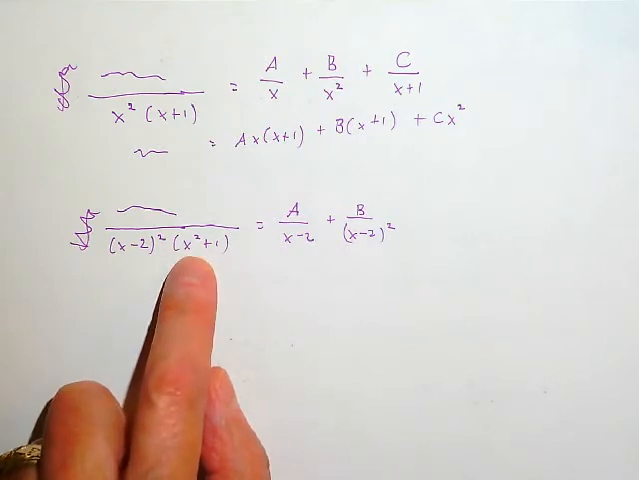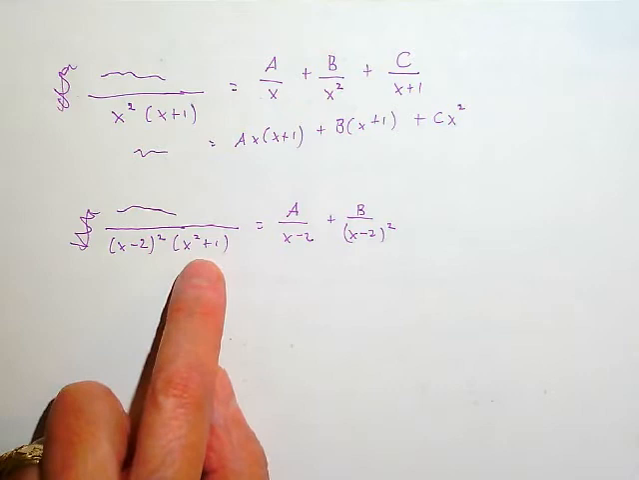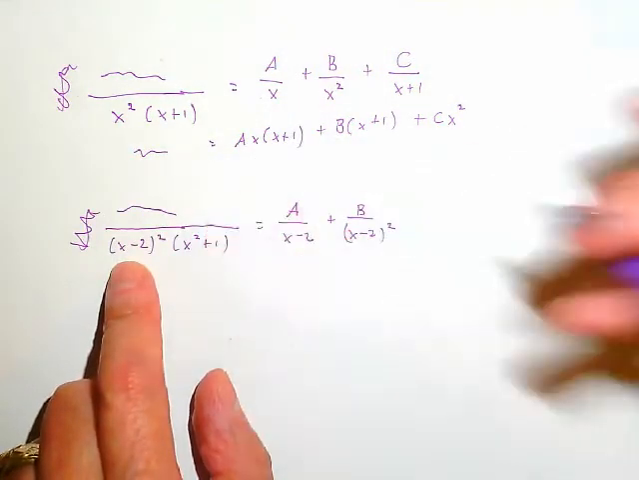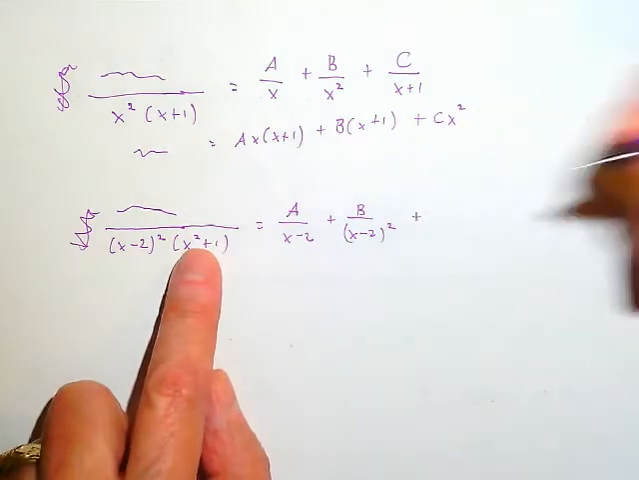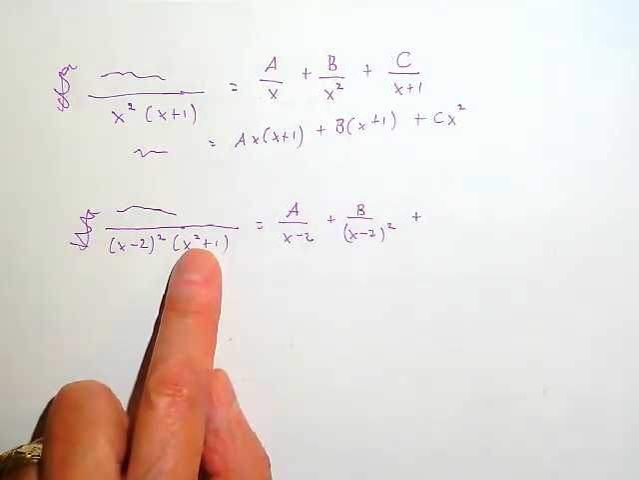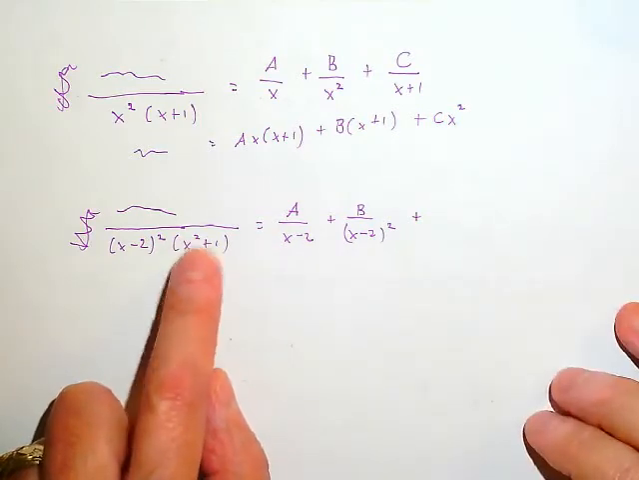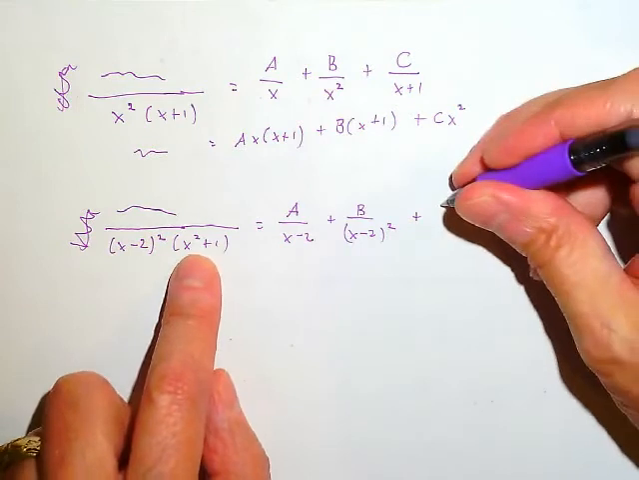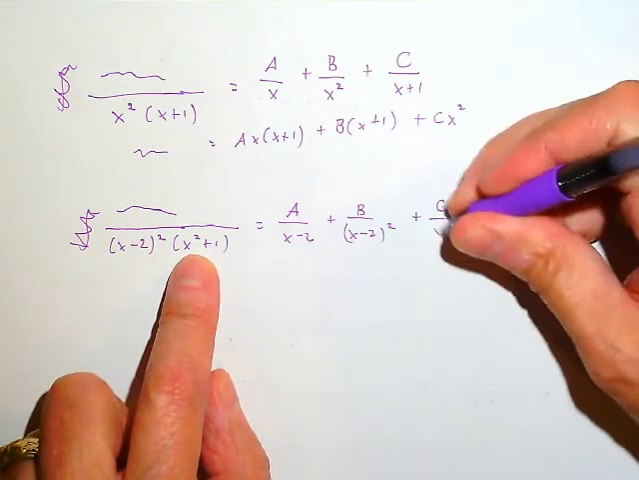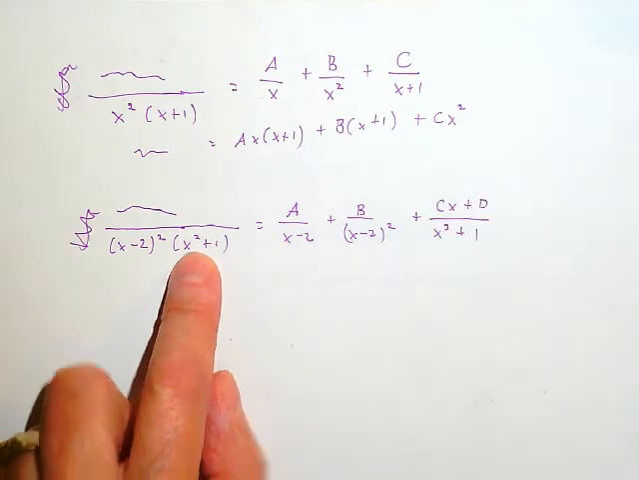So u prime is going to have an x term and maybe a constant. We don't know, because again, we don't know what's in the numerator of the original problem. It could be something that requires some of your A's, B's, C's, and in this case a D. So this needs to be a constant and an x term. So I'm going to call that cx plus d over x squared plus 1.